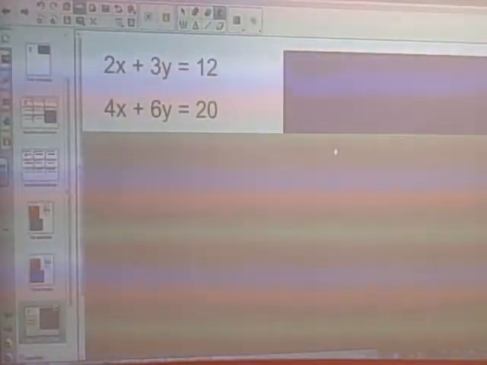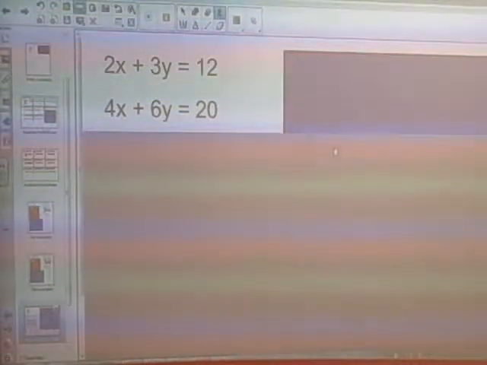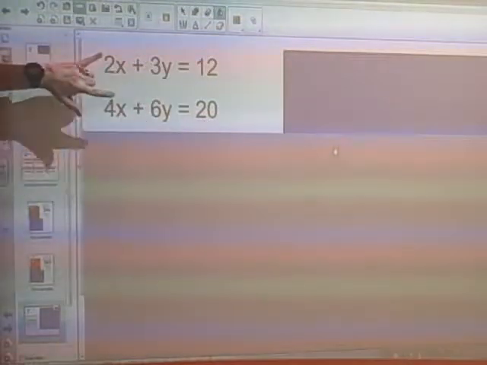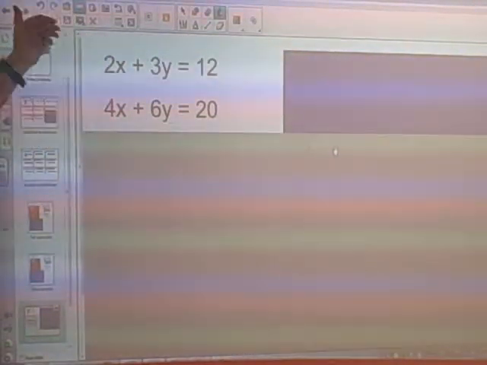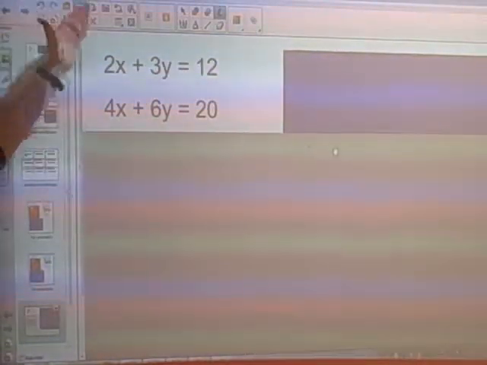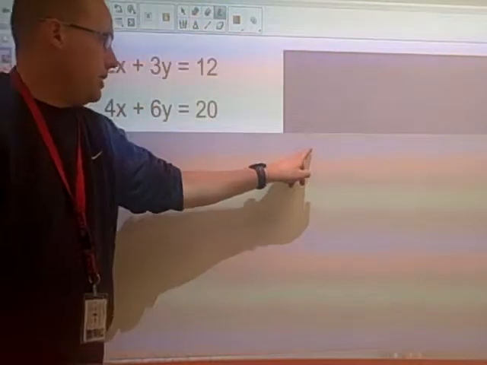Now, like our previous section, there are also a couple of special cases that you need to be aware of as well. So for this one here, the x's and the y's are not the same. We can see for the x's, if we multiply this by 2, then we'd end up with 4x. So if we multiply the whole of this top equation by 2, we get 4x plus 6y equals 24.